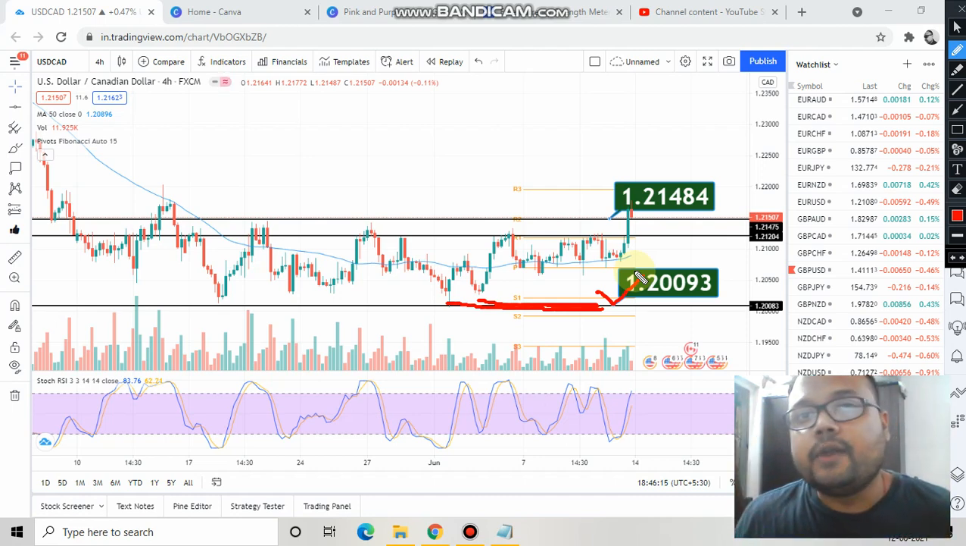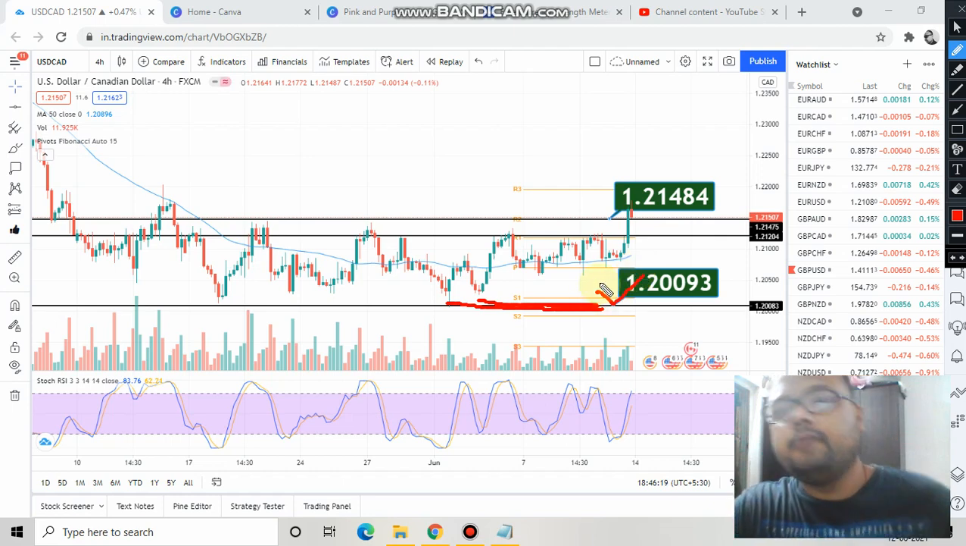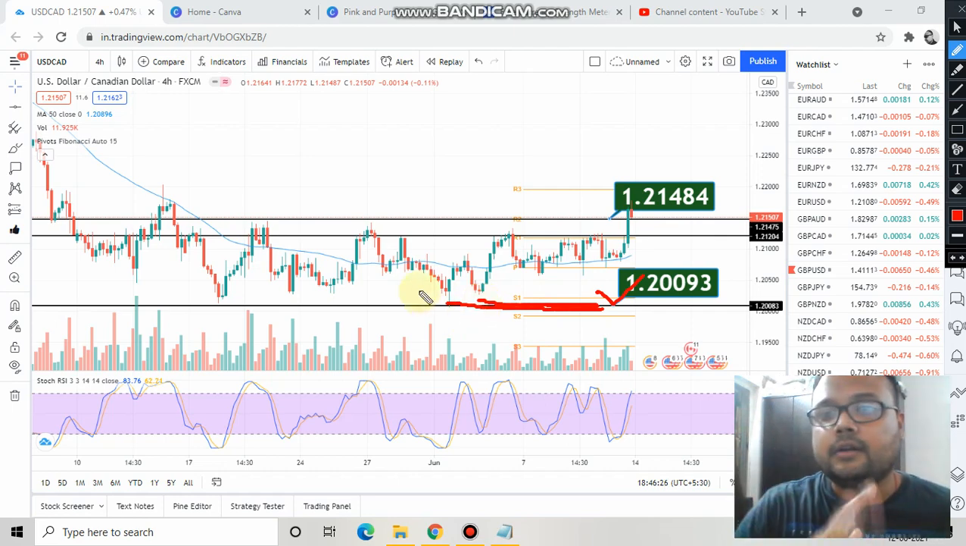This is the level where buyers are sitting, this is the level where bulls are sitting. So this is the most important level. So in case you find market taking support at this price again, you can go for a buy order.